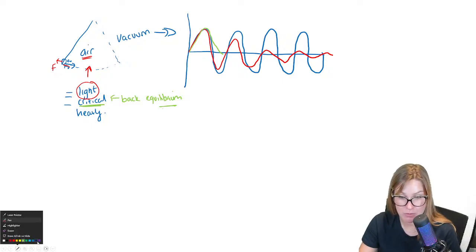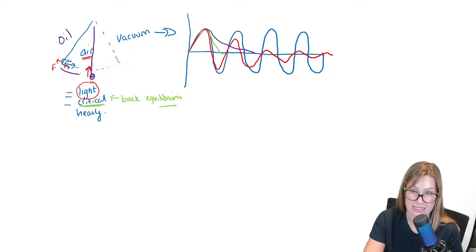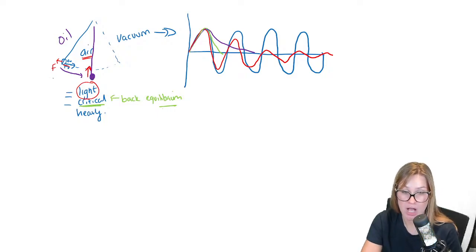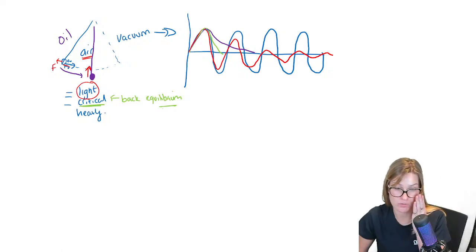Heavy dampening might be where we put it in something like oil. If we stick this pendulum in oil, once we get it to its maximum amplitude, it's going to take a really, really long time to get back to 0. Imagine we stuck this pendulum in oil or really thick honey. It's going to move really slowly until it ends up back at its equilibrium. And once it gets there, it's just going to stop moving, because we've put it in honey or oil, something that has a big force on it, slowing it down over time.